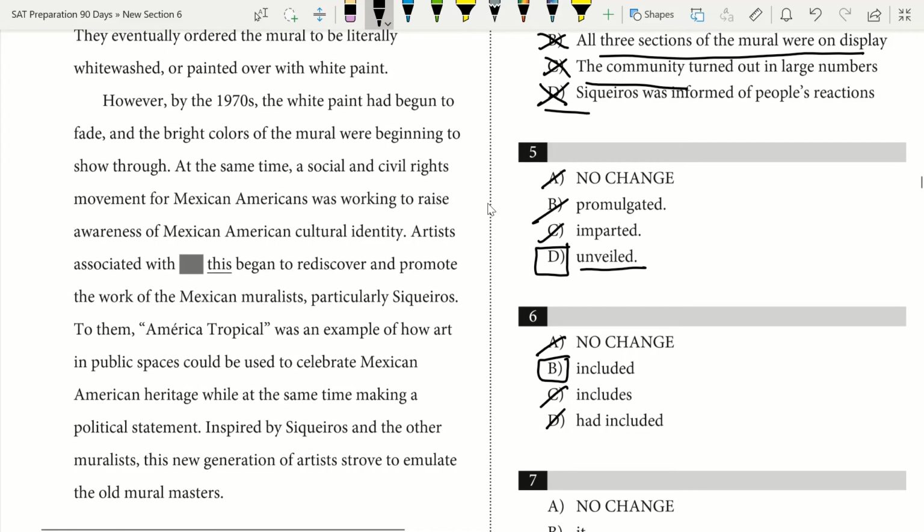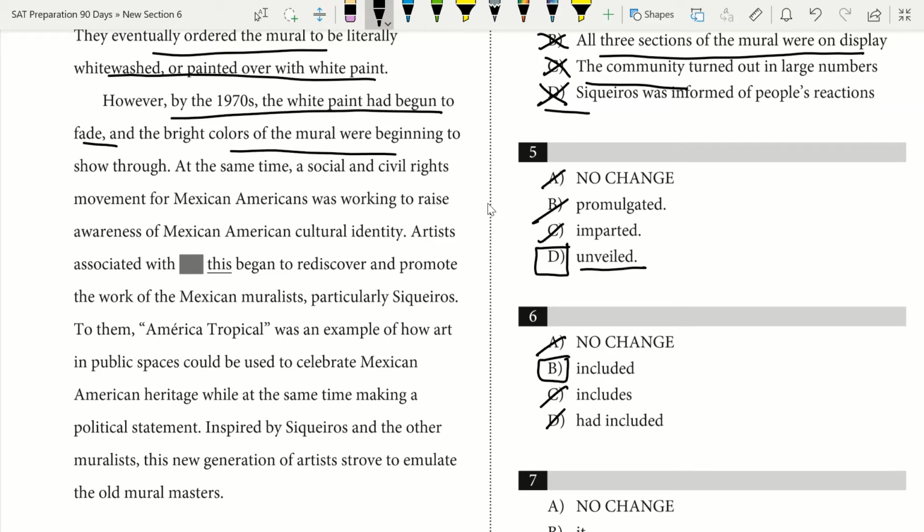All right, so now we've got question 7, so we can go ahead and read on down. They eventually ordered the mural to be literally whitewashed or painted over with white paint. However, by the 1970s, the white paint had begun to fade and the bright colors of the mural were beginning to show through. At the same time, a social and civil rights movement for Mexican Americans was working to raise awareness of Mexican American cultural identity.